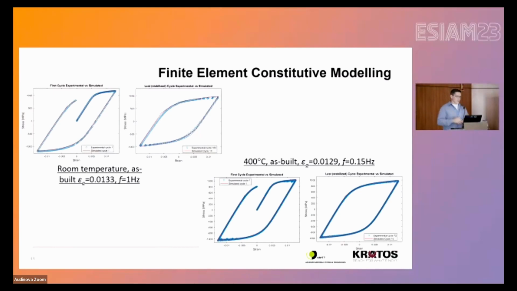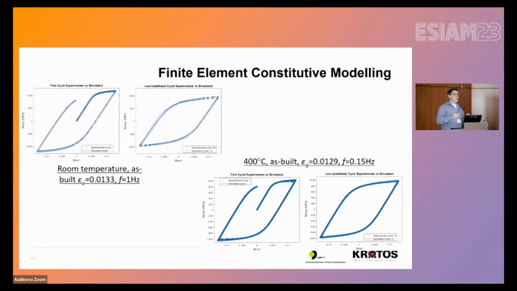Top left shows the proof of efficacy for our constitutive model at room temperature. What we see on the top left is our first cycle, experimental data in blue, predicted data in red, and then our stabilized cycle for this strain-controlled test. Bottom down here, we've got a separate Chaboche implementation.